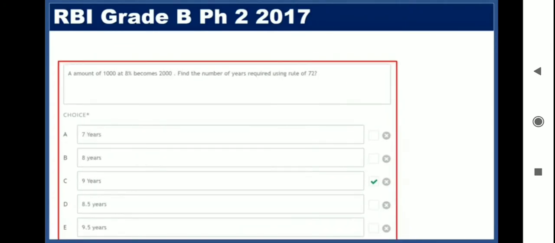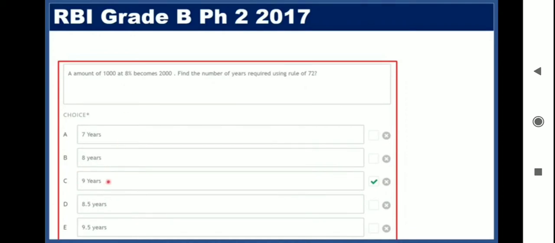So the next question is, amount of 1000 at 8% becomes 1000 in certain number of years. Find the number of years required to do so using rule of 72. So in this question, it is directly given to you that you have to use rule of 72. The amount is getting doubled at 8% in certain number of years, and you have to find those number of years. So you can easily divide 72 by 8 to find the number of years, and the answer would be 9.